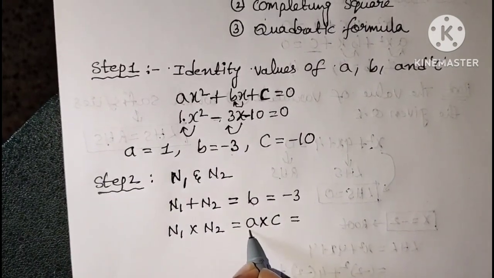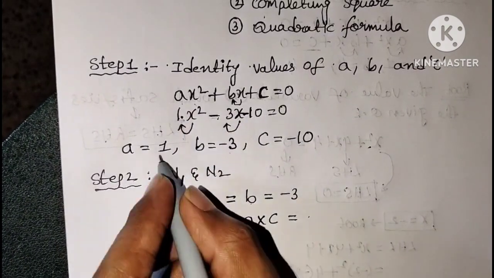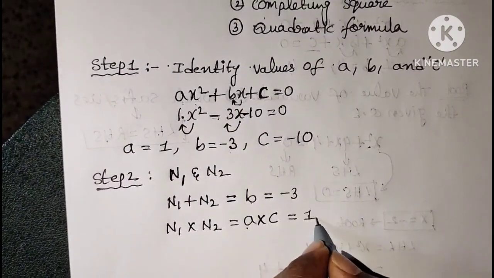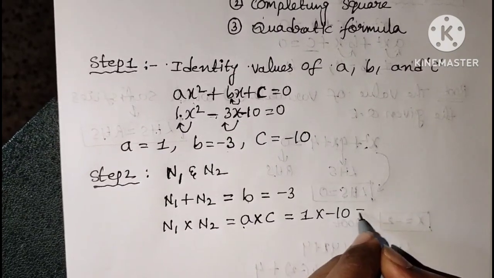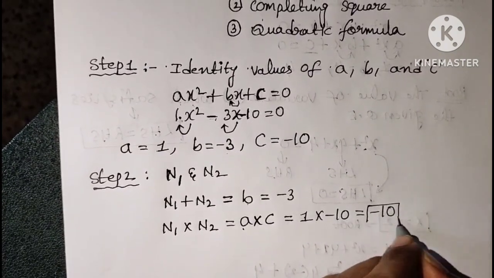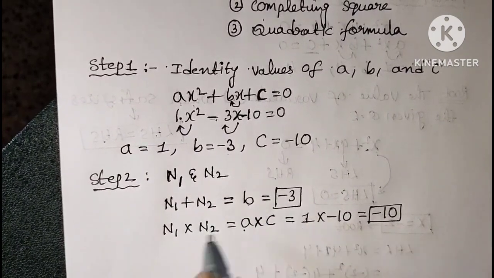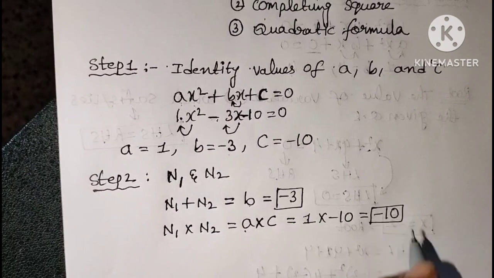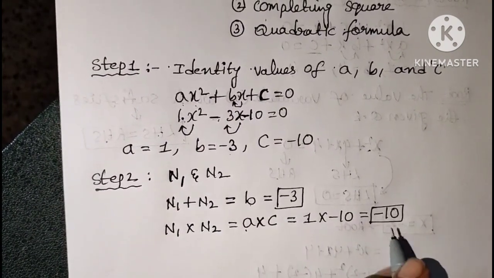And a into c. a means the coefficient of x square, okay? And c means the constant term. Here what is the a value? 1. 1 into the c value, which is minus 10. So you will get 1 into minus 10, that is minus 10. So we have to find 2 numbers: their sum should be minus 3 and their product should be minus 10. So what numbers are there like that?